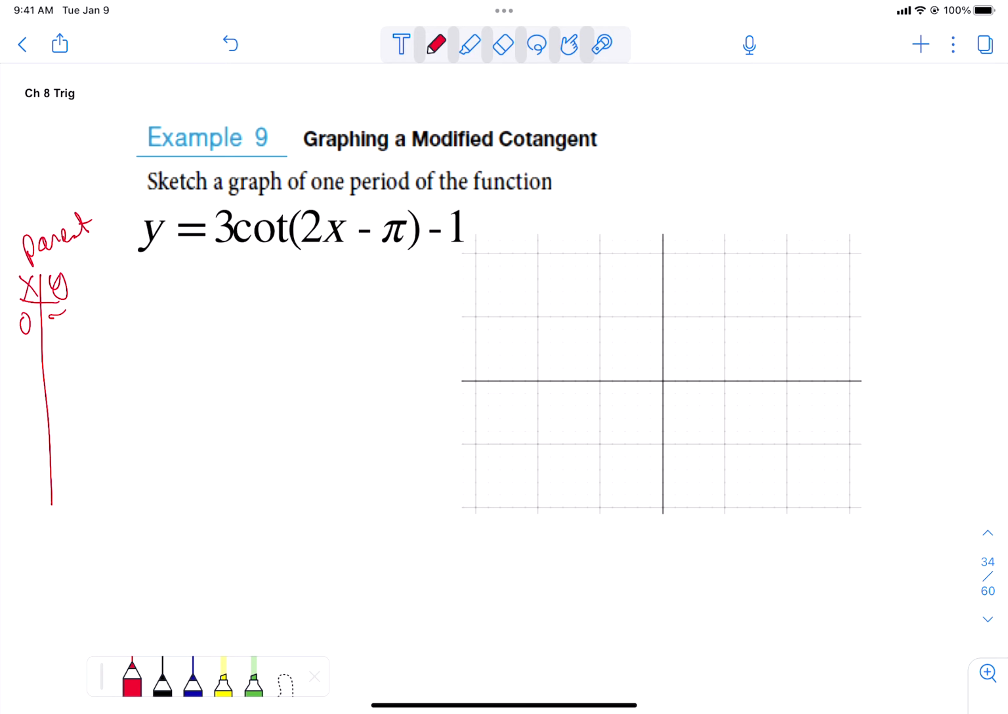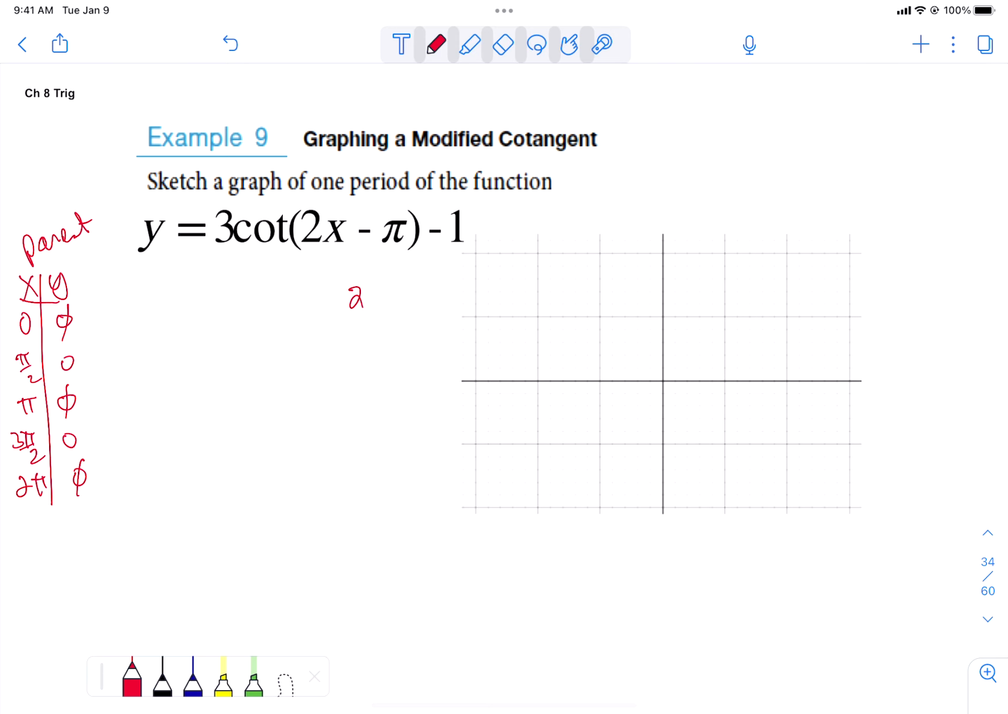0 is an asymptote. Pi over 2 is a 0. Pi is an asymptote. 3 pi over 2 is a 0. 2 pi is an asymptote. Okay. So again, remember, you take what's in parentheses and set it equal to the 5 original x's. If you see the pattern ahead of time, you're allowed to stop.